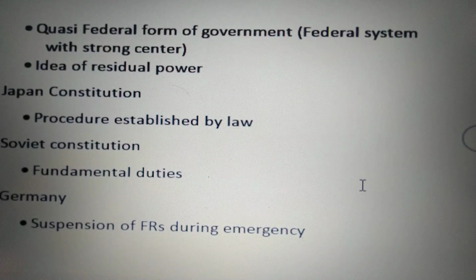From the Japanese Constitution, we learned procedure established by law. It means that the law is valid if it has followed the correct procedure. It is different from due process of law, which is there in the United States, which also checks if the law made is fair, just and not arbitrary. We adopted fundamental duties from the Soviet Constitution, and suspension of fundamental rights during emergency was adopted from Germany. So these were the provisions we adopted from different countries. We learned from the experience of these countries and we adopted them.